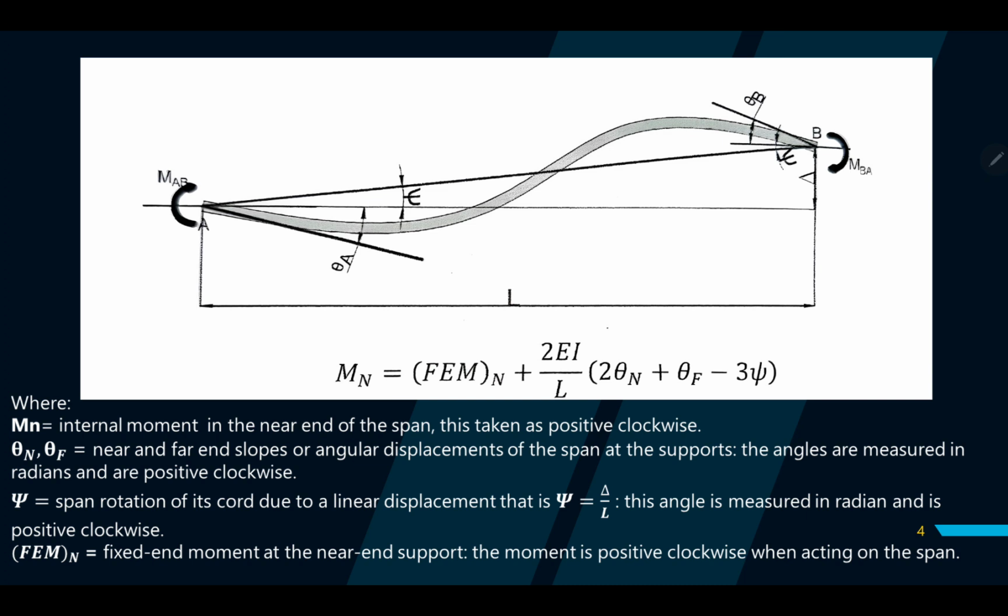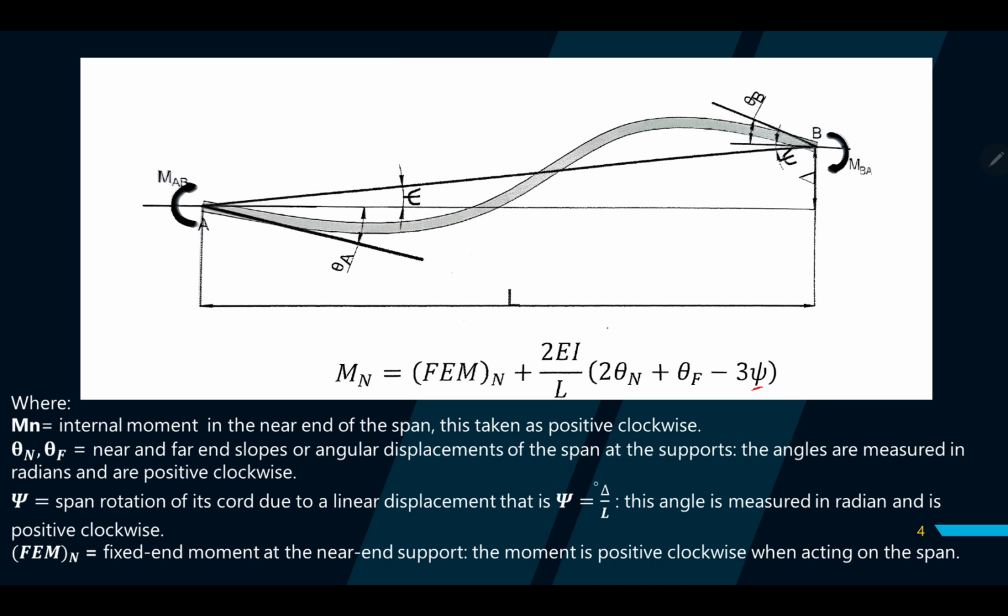equal to FEMn. So FEMn, n ibig sabihin the fixed-ended moment at the near end of this moment na kinukuha natin, and then plus 2EI over L. So EI is the flexural rigidity and L is the length of the span, times 2 theta n plus theta f. So again, yung mga subscript na yan, n is indicating near, and yung f naman ibig sabihin far. Okay, and then for this, ang tawag dyan is psi.